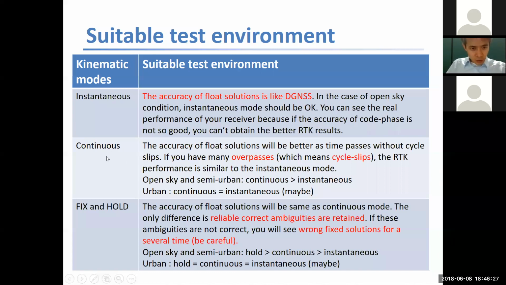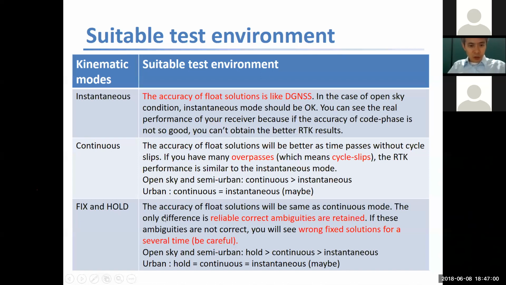In continuous mode, the accuracy of the solution will be better as time passes because a Kalman filter is used. But the most important thing is that it must be without cycle slips. If you have many overpasses, which means cycle slips, the RTK performance is similar to instantaneous mode. Please remember that. In open sky and semi-urban areas, continuous is always better than instantaneous, but in urban areas it is maybe similar.